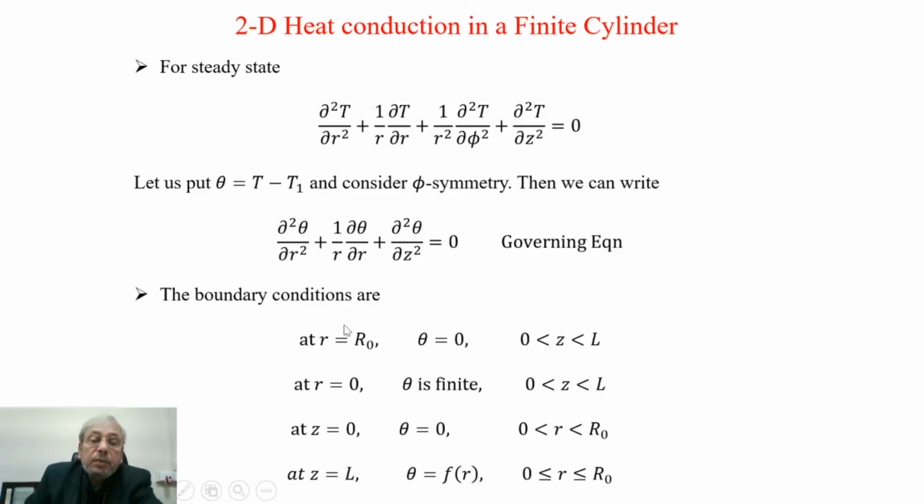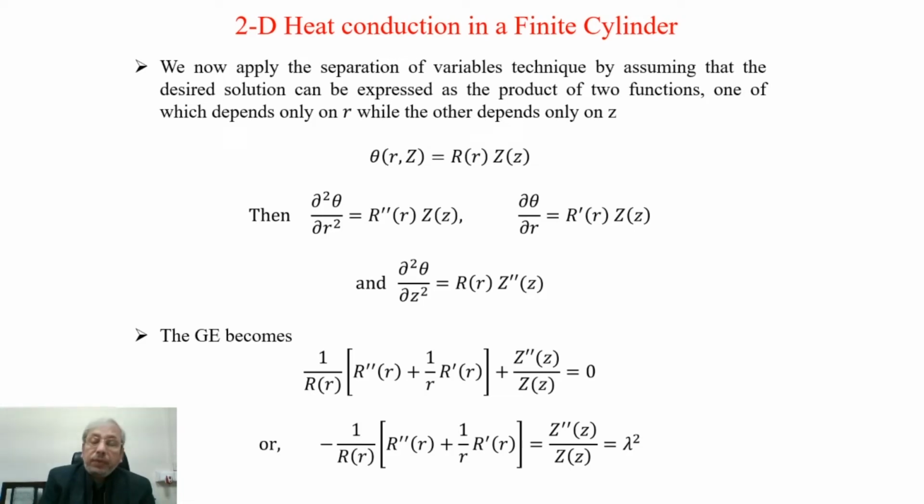And then we express the boundary conditions in terms of theta. At r equal to r0, theta equal to 0. At r equal to 0, along the axis, theta is finite. At z equal to 0, theta equal to 0, where the domain is r greater than or equal to 0 and less than or equal to r0. And at z equal to L, theta is F(r), which is the excess over T1 temperature, and again the domain is r greater than or equal to 0, less than or equal to r0. So these are the boundary conditions, and this is the governing equation. Now we have to solve it.